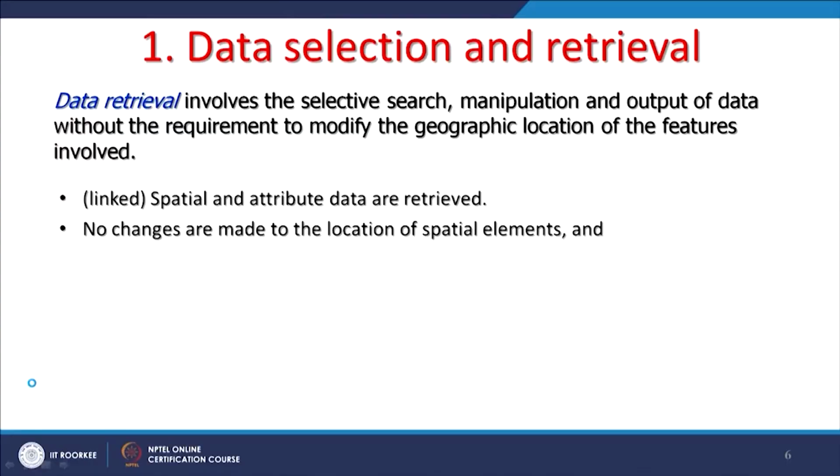So both spatial and attribute data we can involve, and one important point here is that when we do a spatial query or attribute query, no changes are made in our data, neither in our spatial data, vector data, nor raster data.